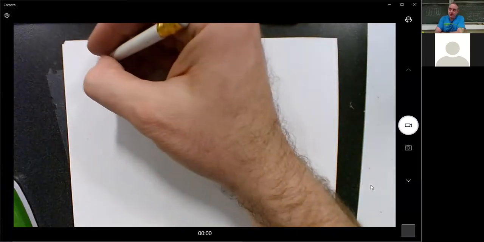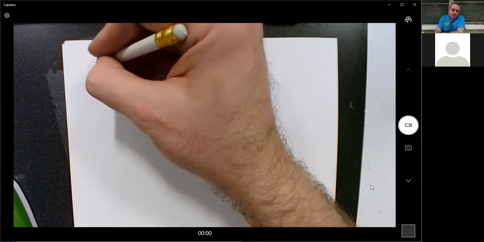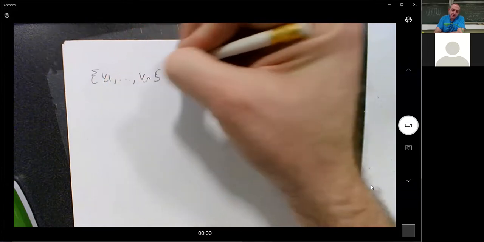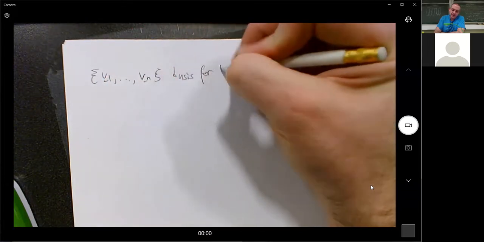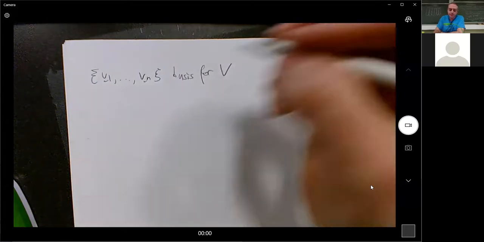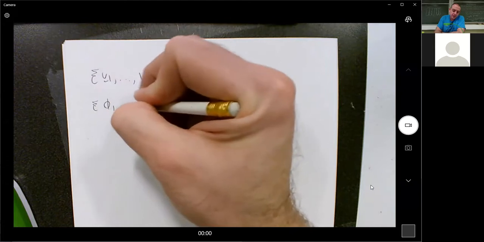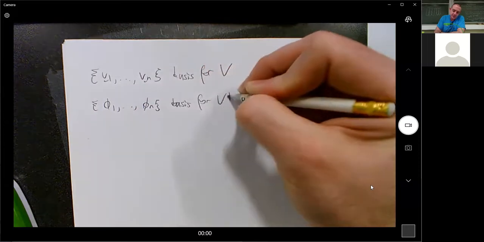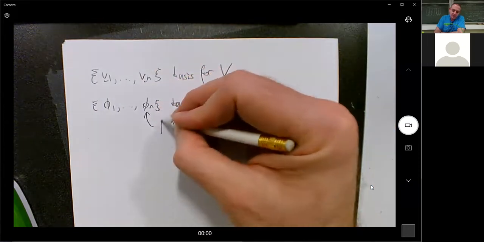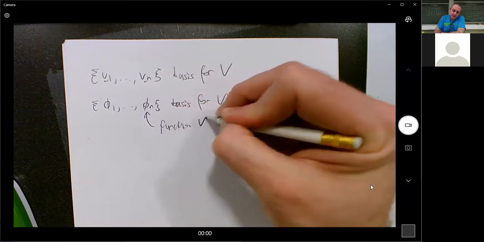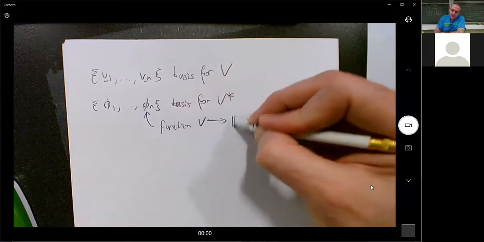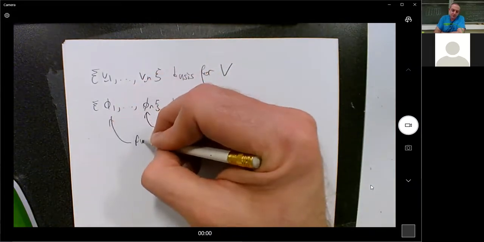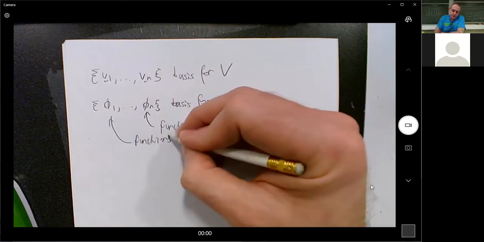So let's do it again. I'm just going to do the second half of that. V1 up to Vn is the basis for big V, and they're vectors. And phi1 up to phi n is a basis for V star, which means that each of these is a function that sends V to the field. These are all functions that send V to the field.